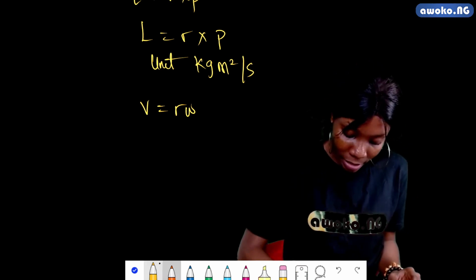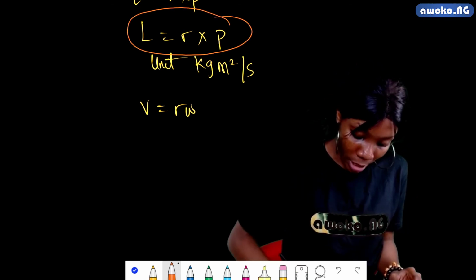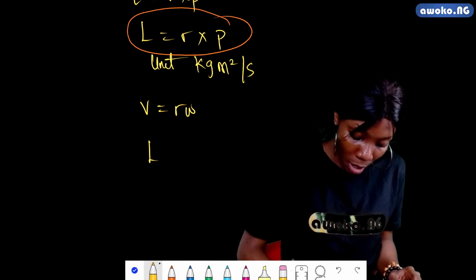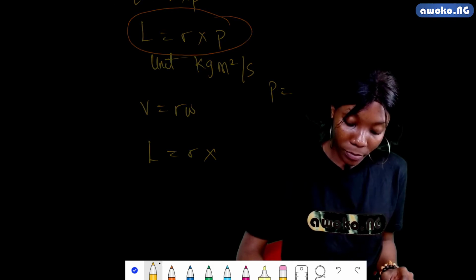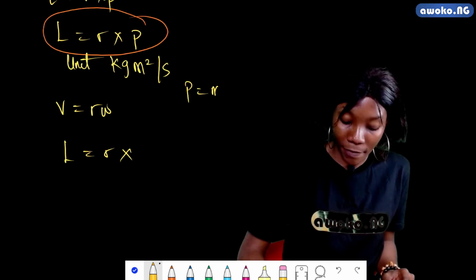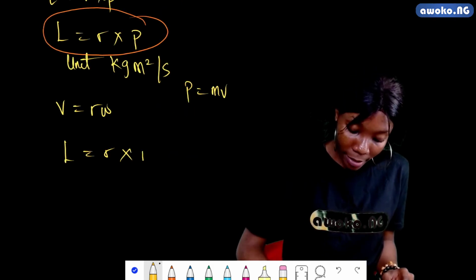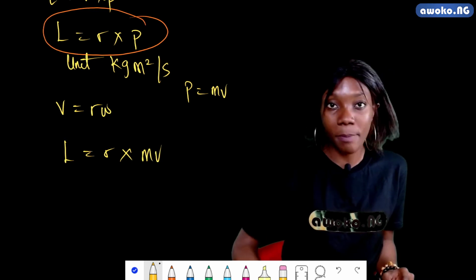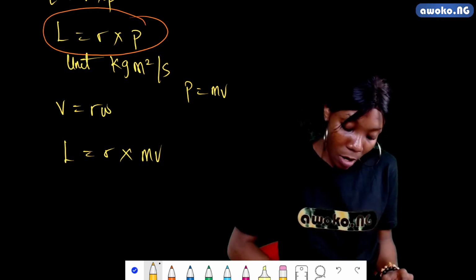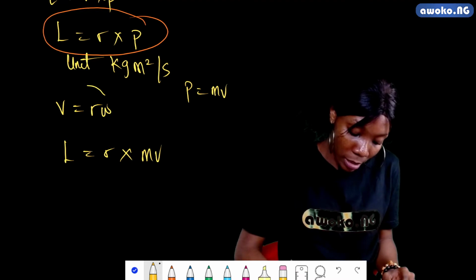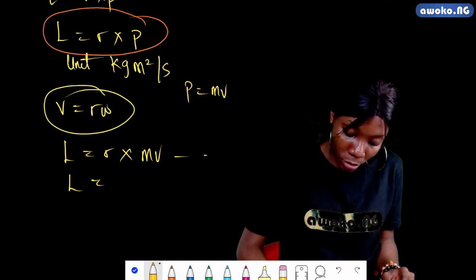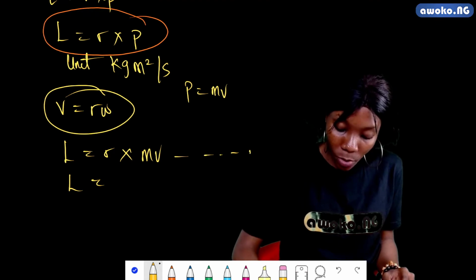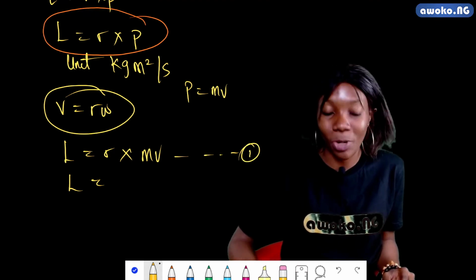Let's rewrite this equation now. L equals r cross P, where P, the linear momentum, is given as mv. So when we put this here, we have r cross mv. Okay, so now this relation comes in. Let's call this equation 1, so we stop using this equation, okay?